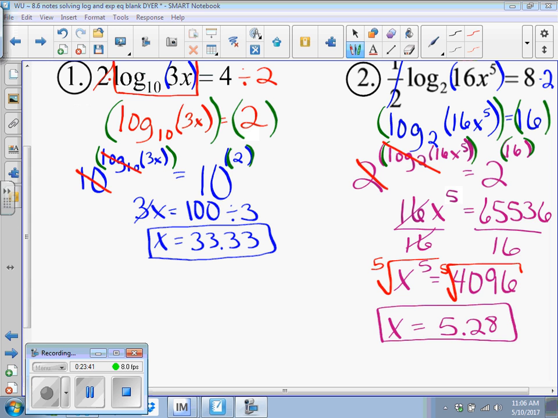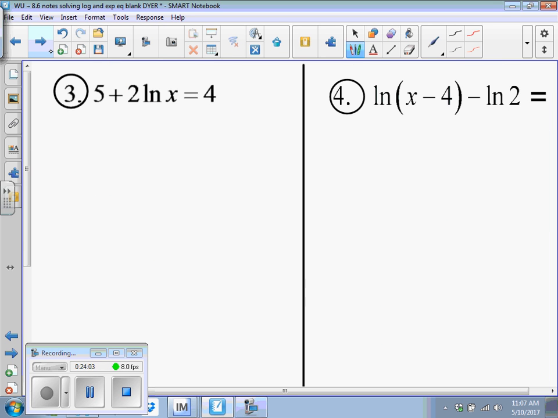What if this problem had ln of 16x to the 5th? What's the base? E. So the only difference is you would have e to the left-hand side power equals e to the right-hand side power. ln is a log, natural log base e. Okay? As in number 3. So here's my problem. That's what I'm taking the log of. As long as x is not a negative number, then it's a good solution.